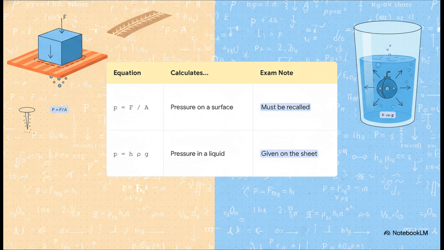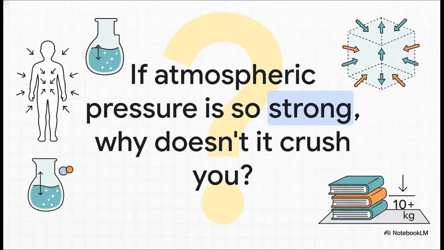Simple as that. And I'm going to leave you with one last question to chew on. The atmospheric pressure pushing down on you right now is enormous. We're talking over 100,000 pascals. That's like having more than 10 kilograms of weight on every single square centimeter of your skin. So, why doesn't it crush us? The answer uses all the principles we've just covered. Have a think about it.